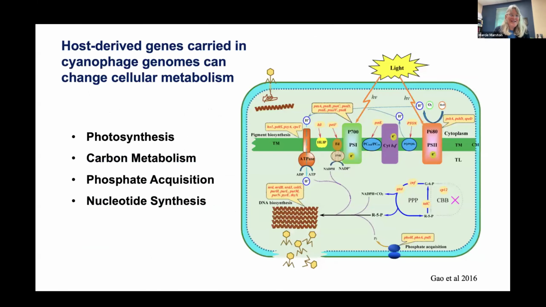About 20 years ago, led by Debbie and others in the Chisholm lab, when they first started to sequence cyanophage genomes, they found some genes in there that were strikingly similar to the genes of the host.